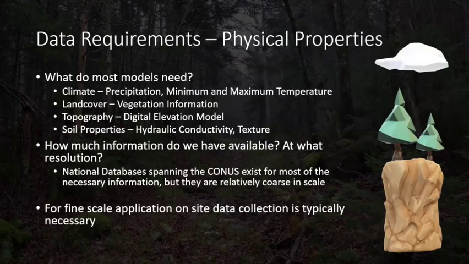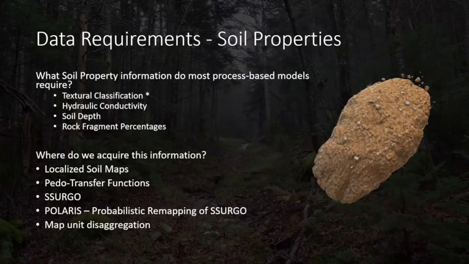So a little bit about the physical properties that are required to run these models. Most of these models need climate, land cover, topography, and soil property information. With regards to applying these models across the continental US, most of the necessary information is there. But if you want to apply these models at a high resolution, note that these data sets are relatively coarse in scale. So for fine scale application, you typically require on-site data collection.